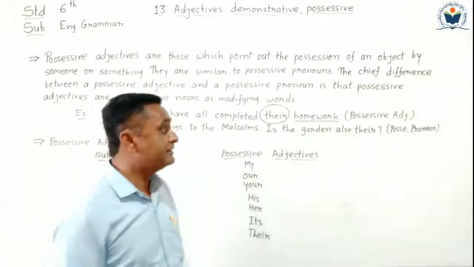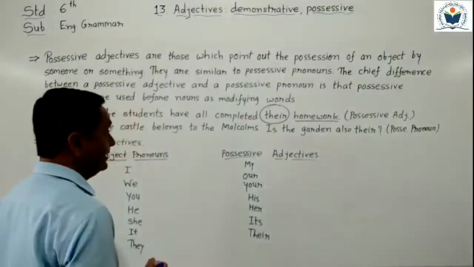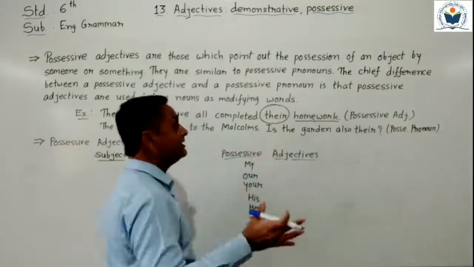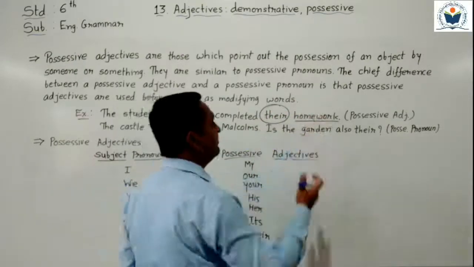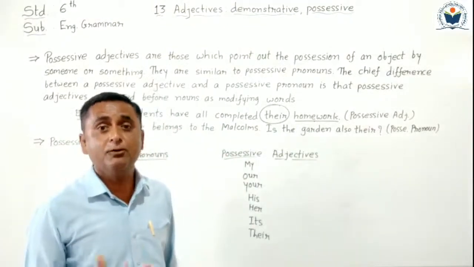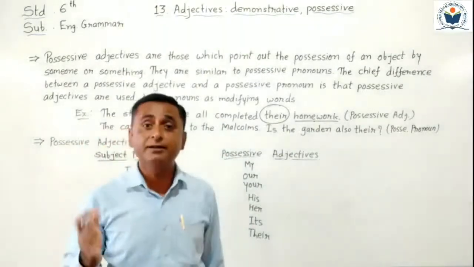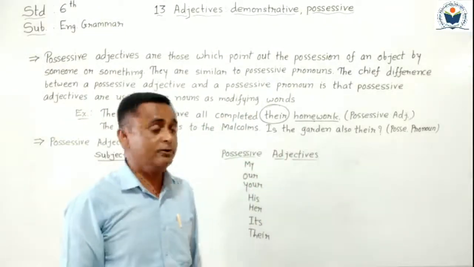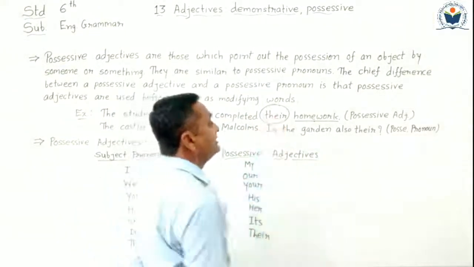A possessive adjective is always followed by a noun. Keep in mind. Second example we have to understand. Here homework possession is given. Their homework, here we can show the possession of the noun or object. Homework, but whose homework? Their homework. So we can show the possession here. So here the possessive adjective their is used.